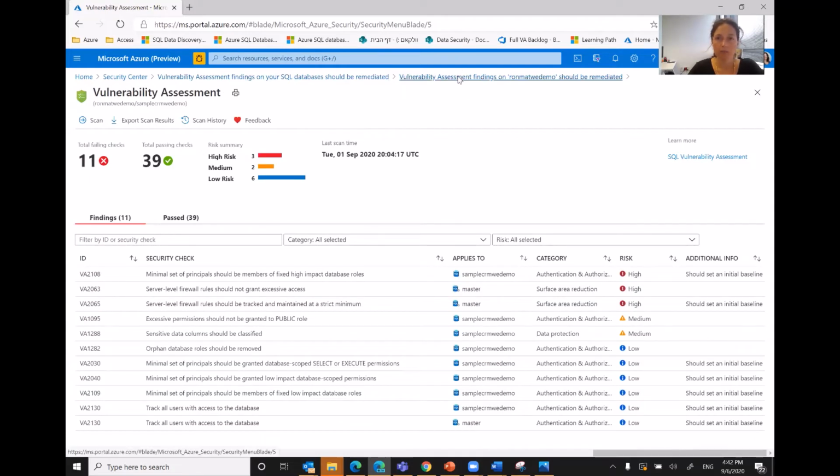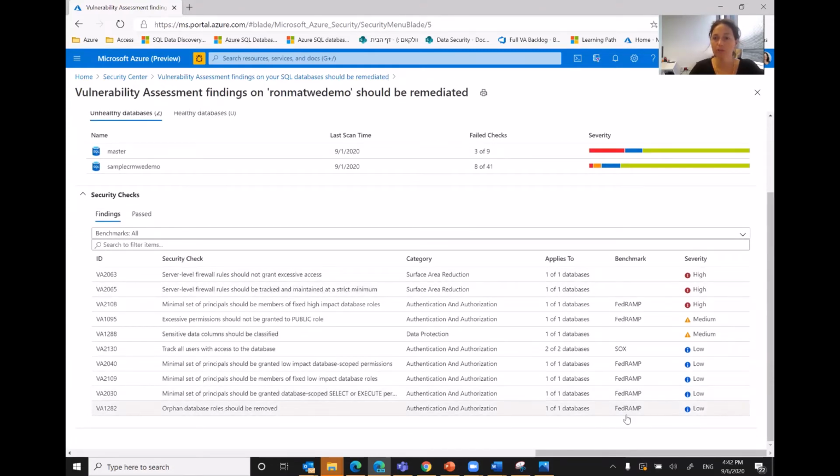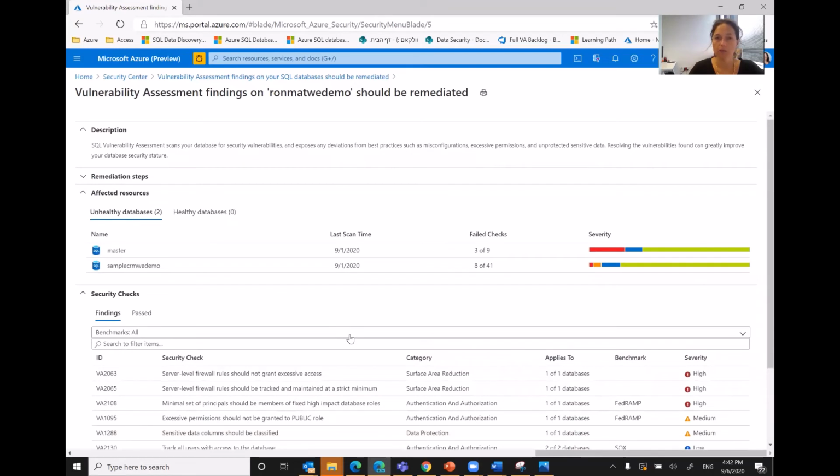One more thing that I wanted to call out, and I believe it was already mentioned, but you can see a column here of benchmark. So VA, the predefined set of rules that we scan and run on each database, are based on Microsoft's security best practices, but also on external security standards and benchmarks. So you can see FedRAMP, SOX, there is CIS, all sorts of benchmarks that we are checking for.